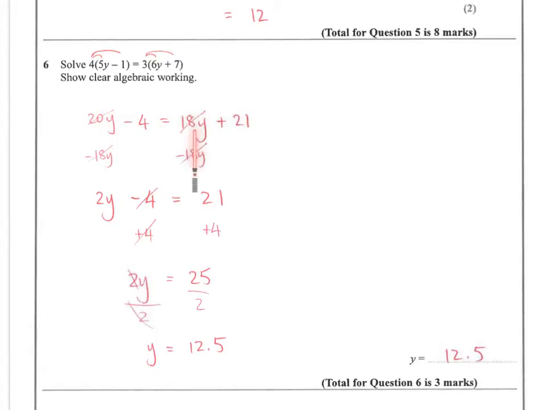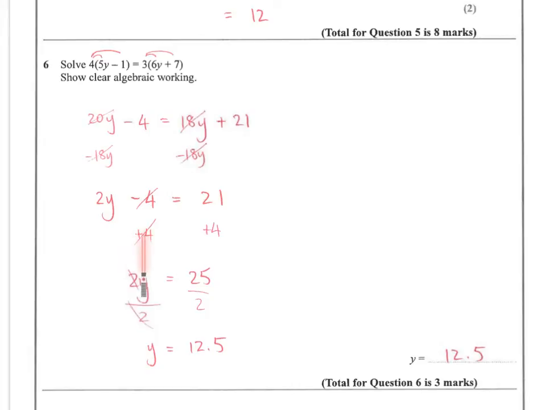Moving the y's onto one side, well I've got more on the left hand side, so let's move them all to the left hand side. So taking away 18y from both sides, that would cancel out the number of y's on the right hand side. 20y minus 18y leaves me with 2y. Bring down the minus 4 and the 21.